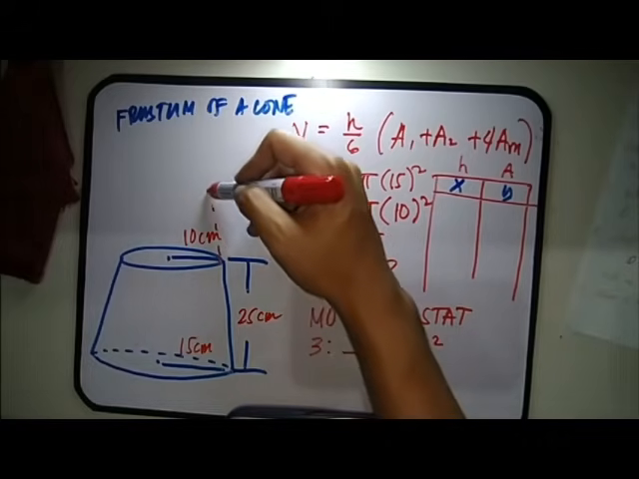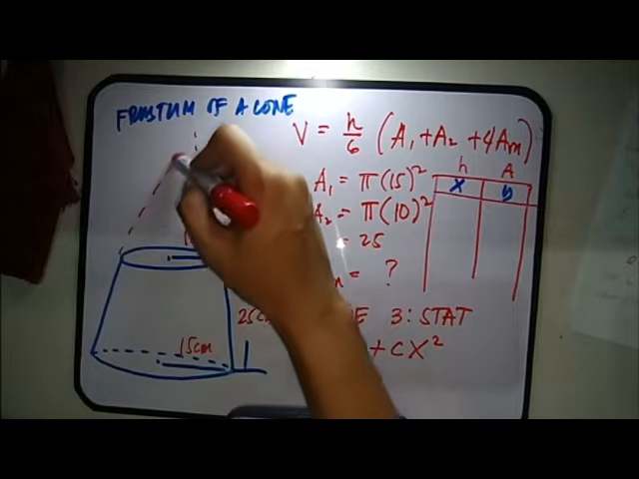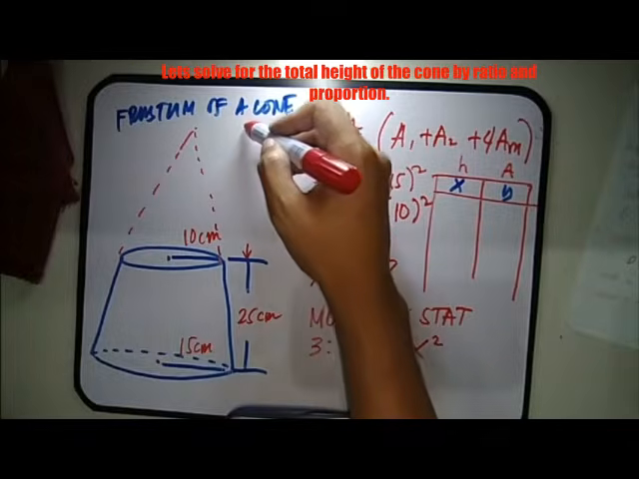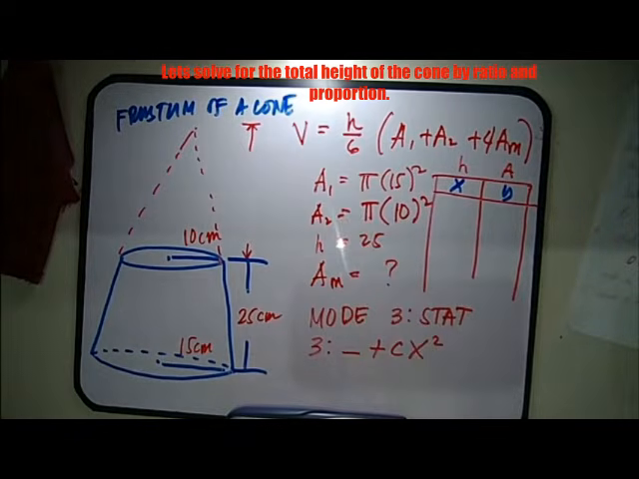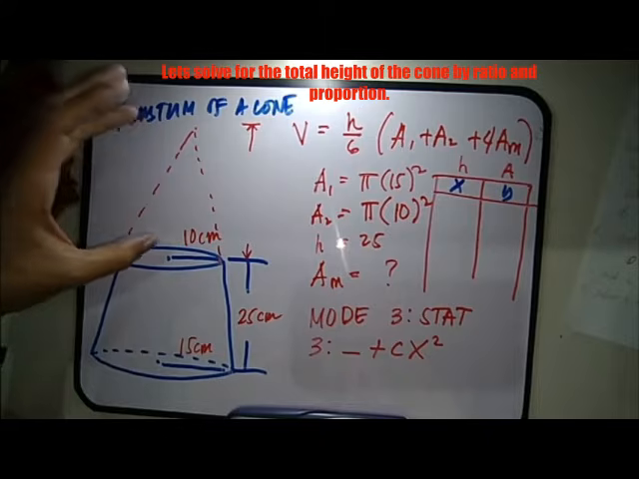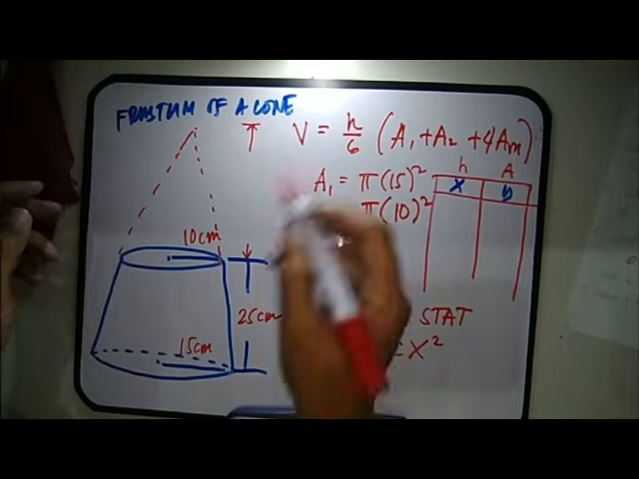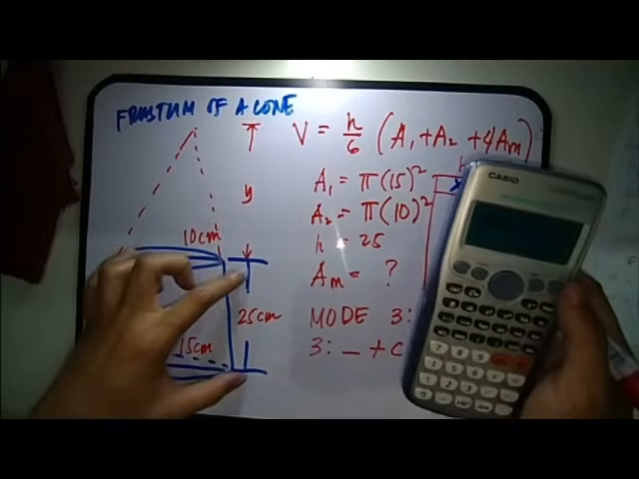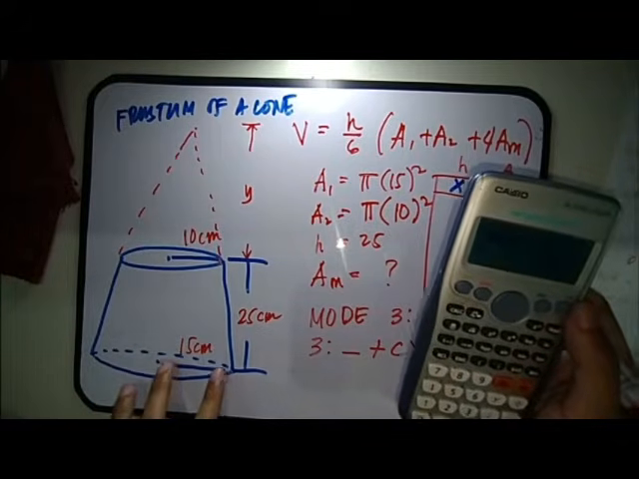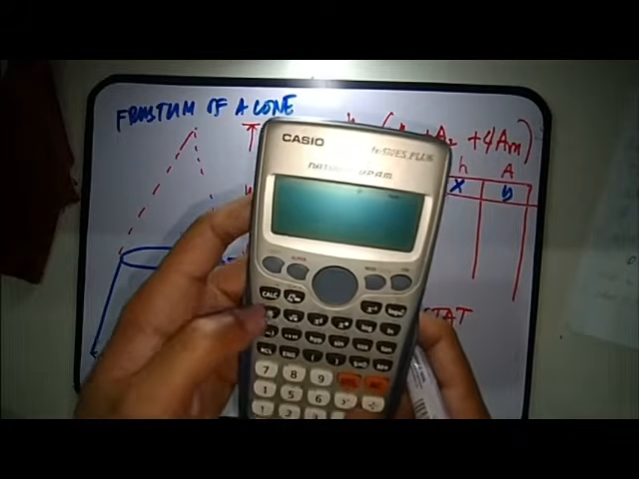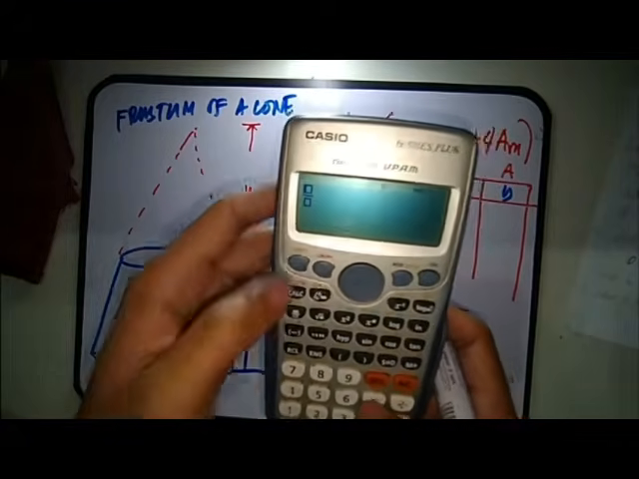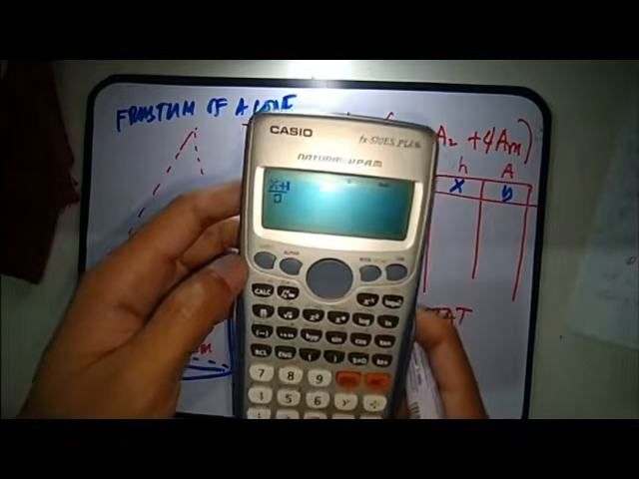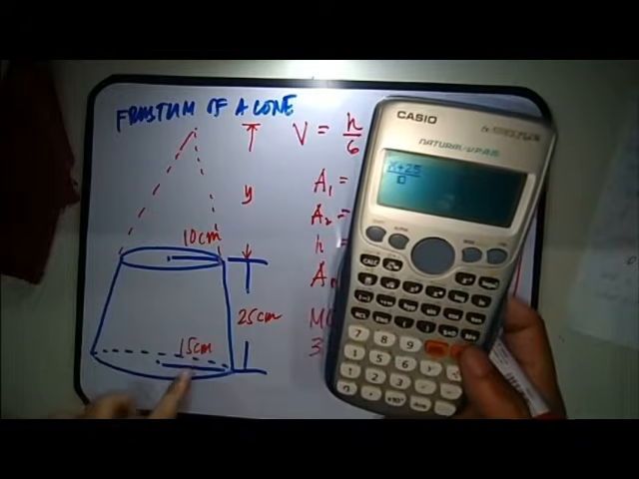So extend natin doon, then para maging cone siya. And kailangan natin makuha itong height ng complete cone. So gamitan lang natin siya ng ratio and proportion. So let's say ito ay y. So meaning you have y plus 25 all over 15. So computation muna tayo. So y, so let's say alpha x, shift solve natin, plus 25 all over 15.